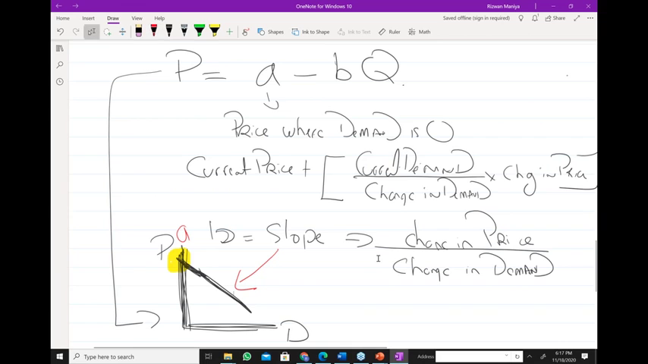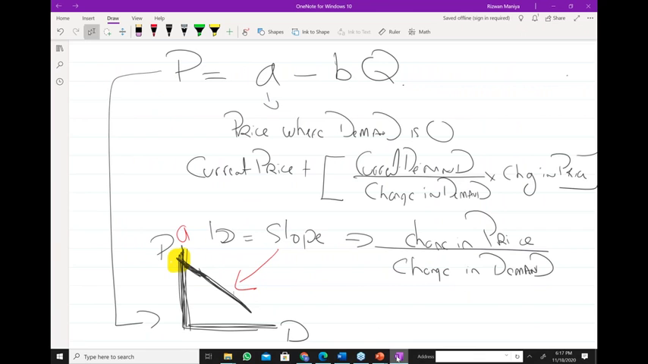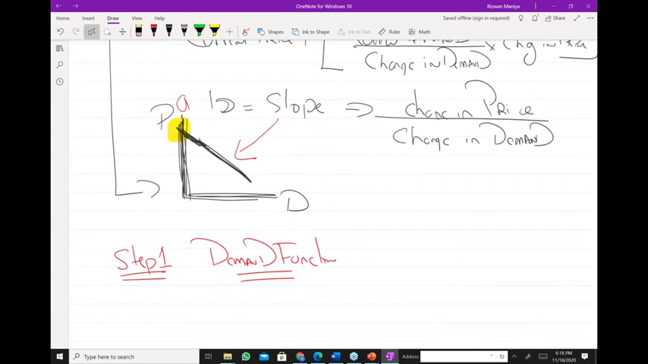Now, let's perform step number 1 from the question. What do we have to do? We have to form a demand function. For that, I need the values of A and B, right? So let's do it. Step 1, demand function. Are we supposed to use this formula? Yes, P is equal to A minus BQ.